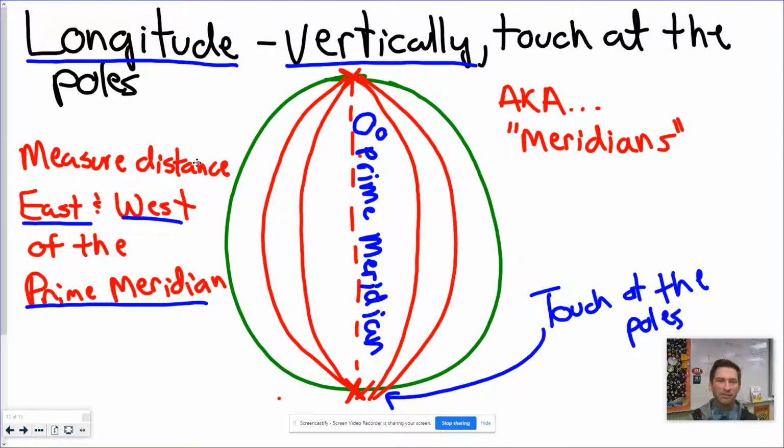So those are our lines of latitude. Now we also have our lines of longitude. Our lines of longitude, they run vertical, right?